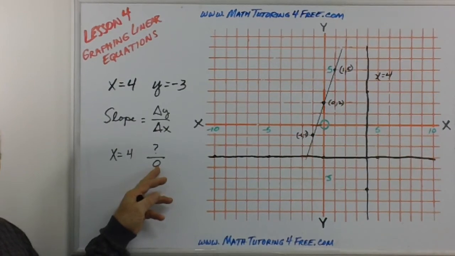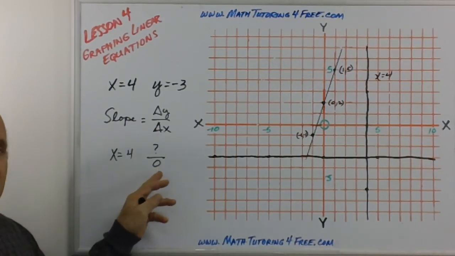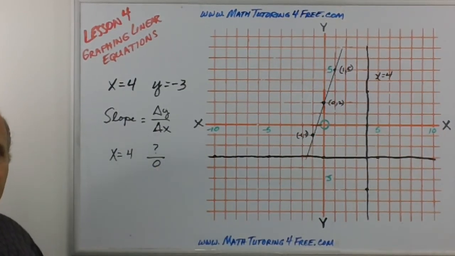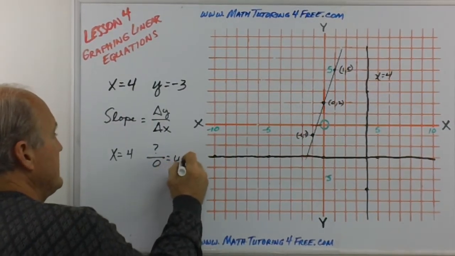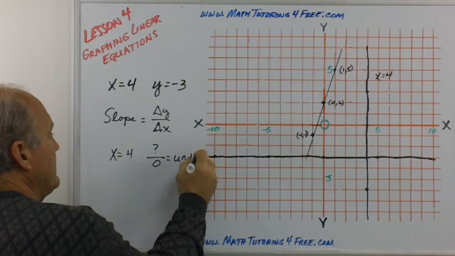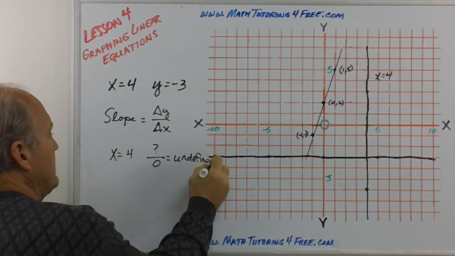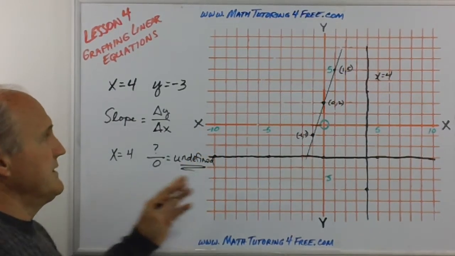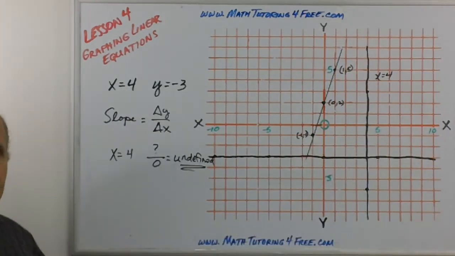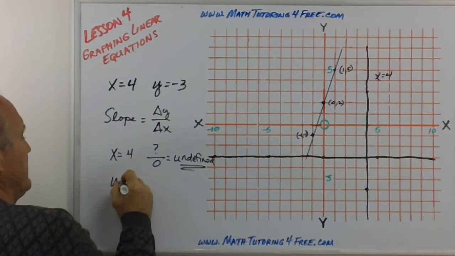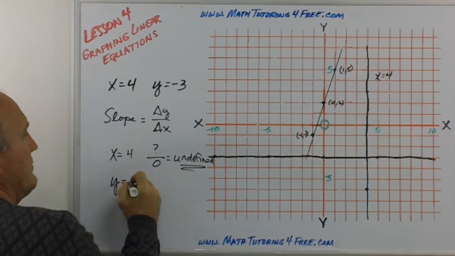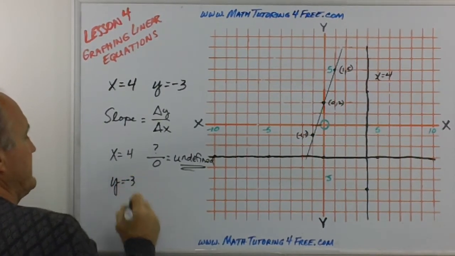What did we learn when we try to divide by 0? Anything divided by 0 is undefined. So the slope for a vertical line is undefined. What would the slope be for the horizontal line, y equal to negative 3?